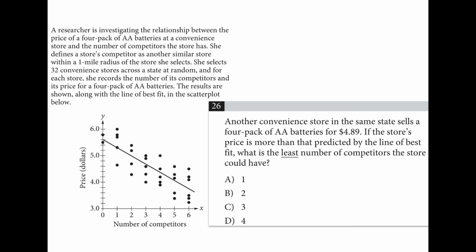Another convenience store in the same state sells a 4-pack of AA batteries for $4.89. If the store's price is more than that predicted by the line of best fit, so $4.89 has to be above the line of best fit, what is the least number of competitors? So we want to be as far as we can this way, where we are still above this line. And there's our answer, 3. Because $4.89 has to be above the line of best fit.